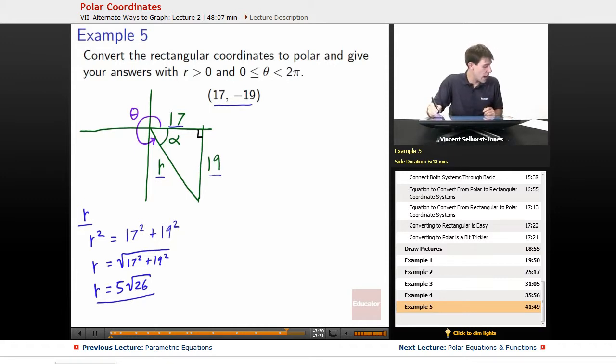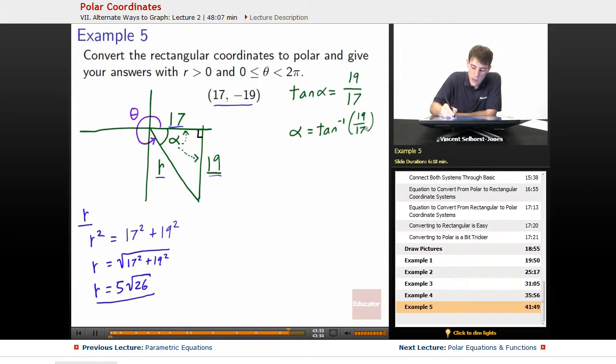Next up, let's figure out what alpha has got to be. Well, since alpha's in here, we see that tan alpha is equal to, who is the opposite? The opposite from that angle is 19. So 19 divided by the adjacent to that angle is 17. So divided by 17. We take the arctan of both sides. Alpha is equal to the arctan of 19 over 17.